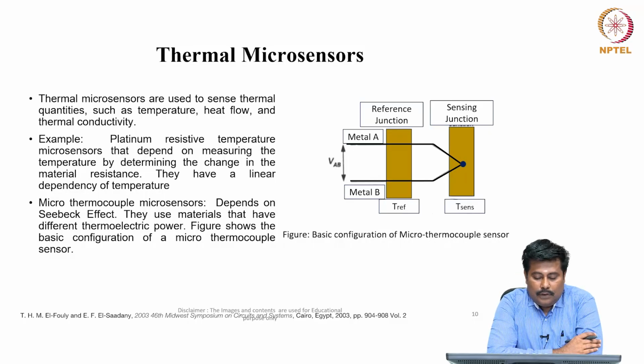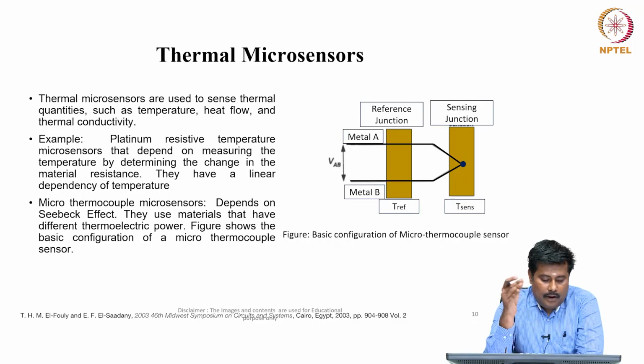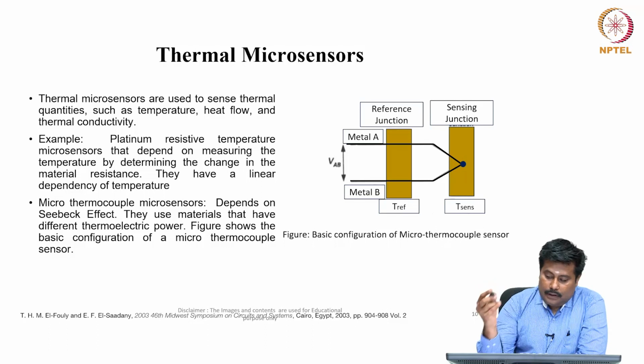Let us take an example where a platinum resistive temperature microsensor depends on measuring the temperature by determining the change in the material resistance. They have a linear dependency on temperature, and as far as microthermocouple microsensors are concerned, they depend on the Seebeck effect. They use materials that have different thermoelectric power.